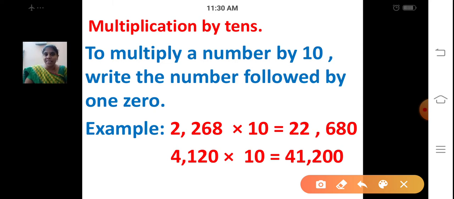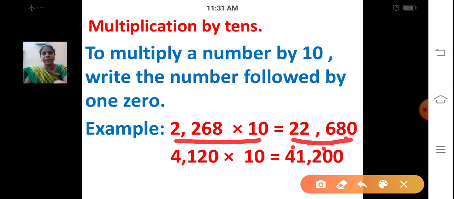2268 into 10. We are going to multiply 2268 into 10. So what you have to do? Write the number 2268 followed by 10 at the last. So the answer is 22,680. To multiply a number by 10, what you have to do? Write the number followed by 10.